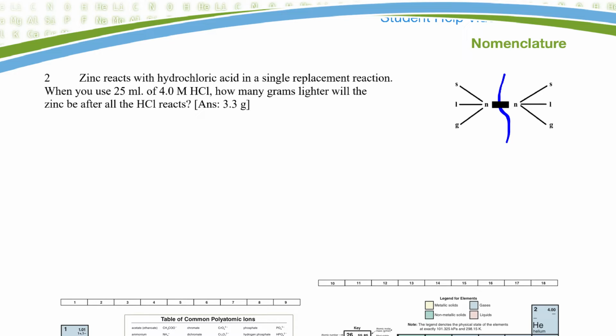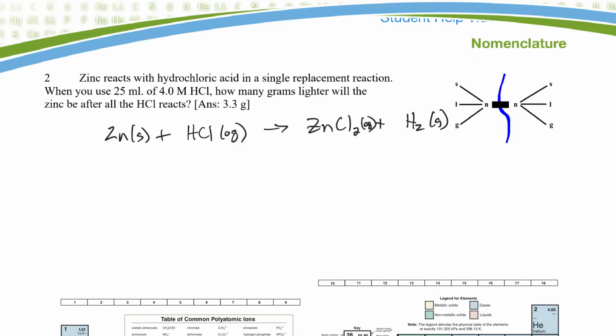Oh, here's a nice stoich question. It says zinc reacts with hydrochloric acid, a single replacement reaction, so you're going to get zinc chloride plus hydrogen gas. Okay, zinc chloride I think is aqueous. I'd have to check that. Let's balance things. I need a 2 there. I think that's balanced.